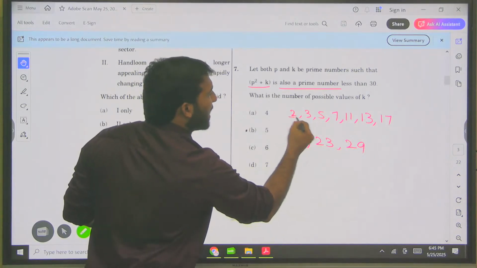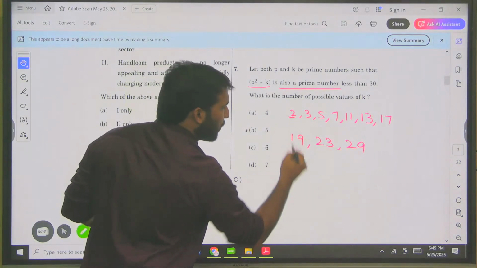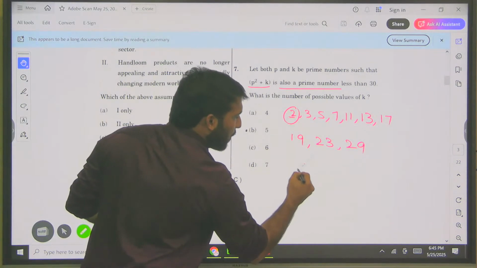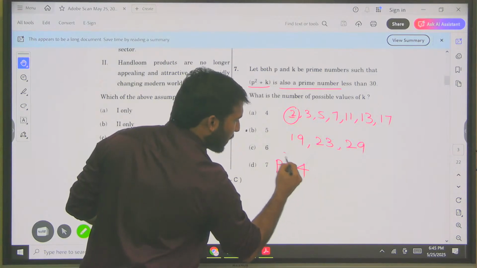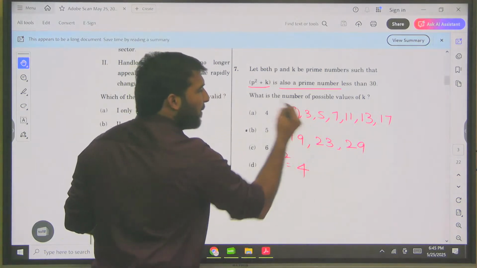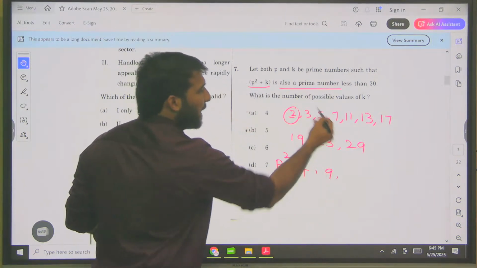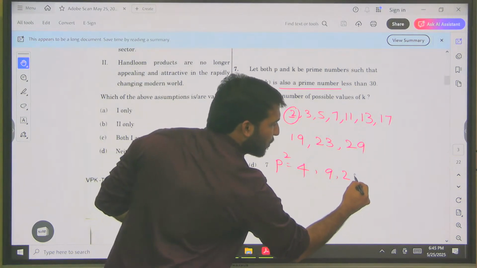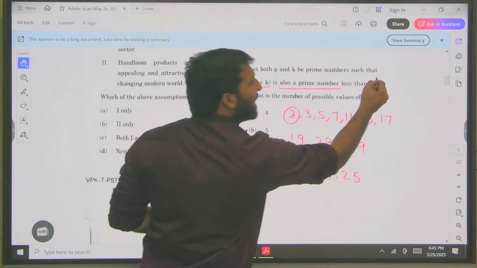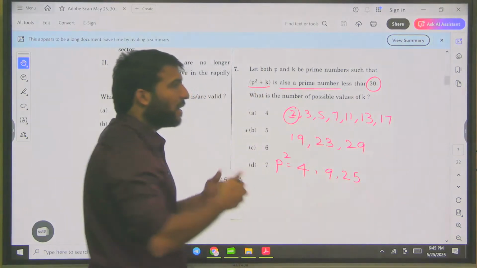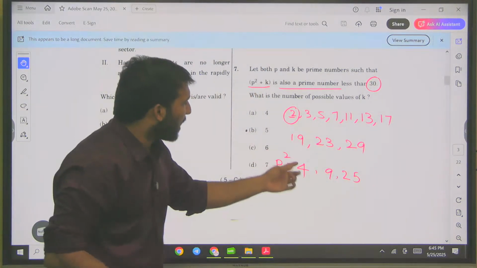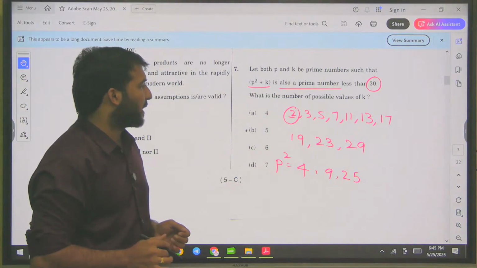square means I am considering the P value as 2. P square will be 4. If I take the P value as 3, P square will be 9. If I take the P value as 5, P square will be 25. It should be less than 30. If I take 7, it is crossing 30. That's why 4, 9, 25 are the possibilities.